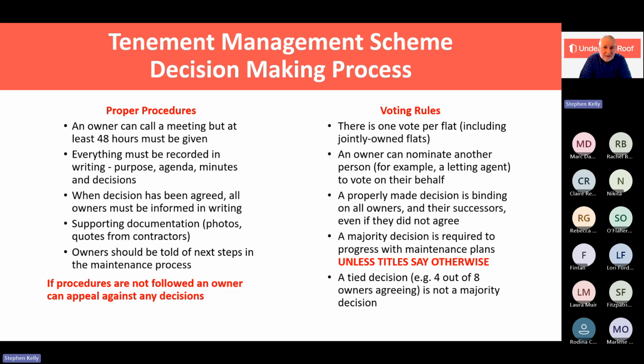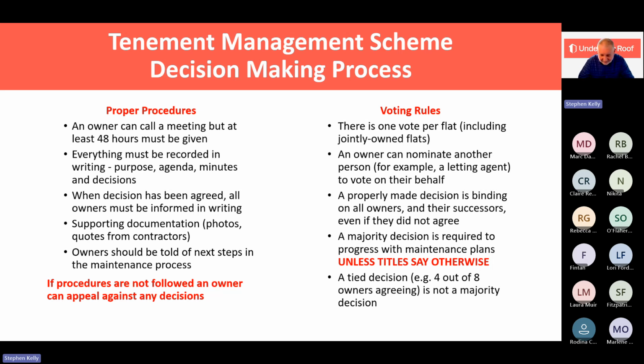And if you've used proper procedures and carried out a proper vote, then that decision is binding on all other owners. So if I'm invited to the meeting as a bad apple and I don't bother turning up, but you can prove I was invited and I've just stuck my head in the sand, and you have a proper vote, then a majority decision is required to proceed, unless the titles say otherwise. But generally speaking, if you're using the Tenement Management Scheme, 8 people turn up at the meeting, 5 vote in favour, 3 vote against, the majority decision holds sway, and they can go ahead and get the work arranged.